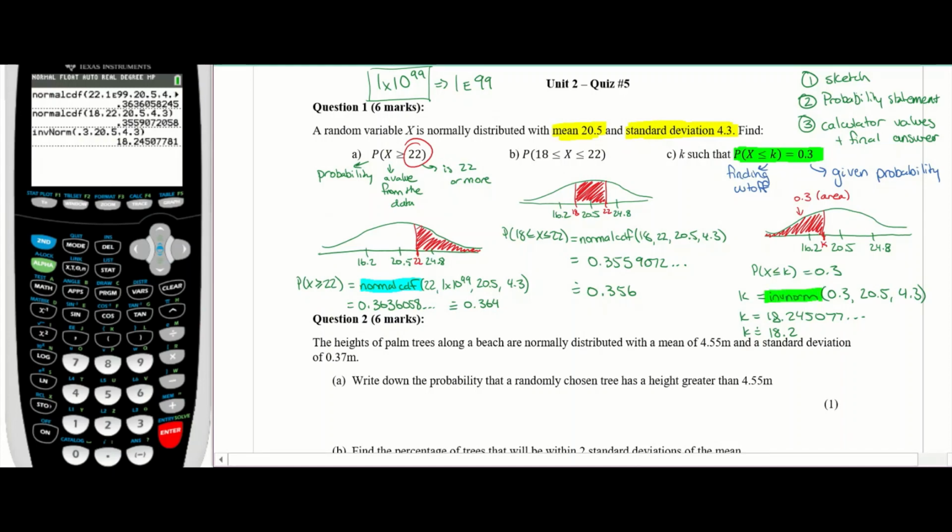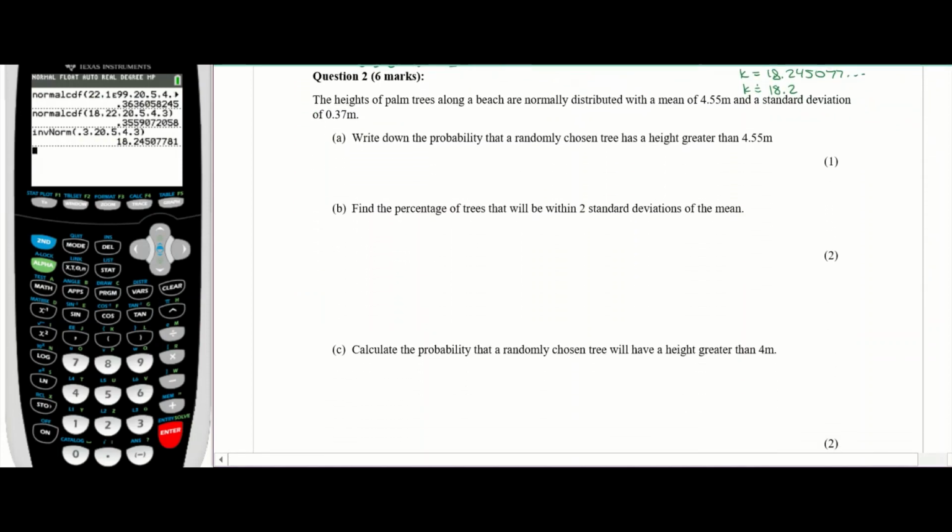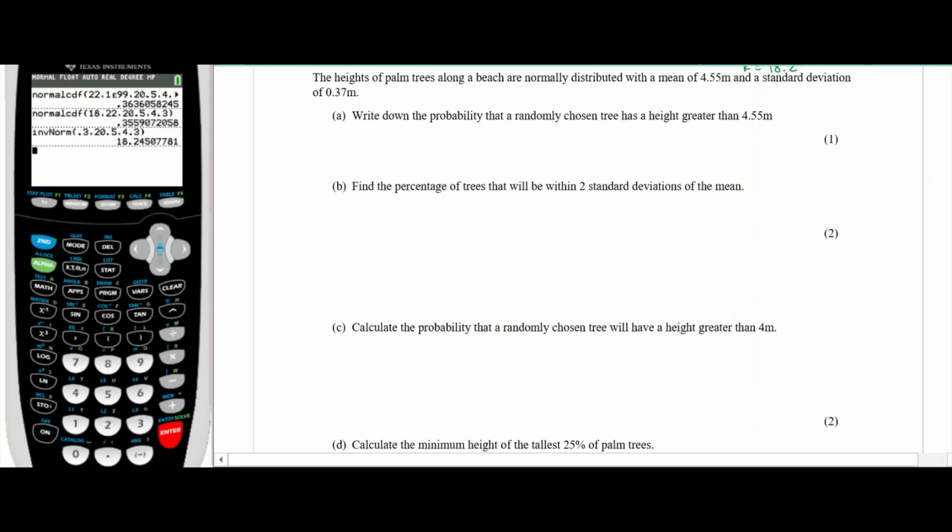So those are some generic questions that don't have a particular context. Let's try one where we have a real life context to work within. Here's a question where it says the heights of palm trees are normally distributed, so we know it's a normal distribution, with a mean of 4.55 and a standard deviation of 0.37.